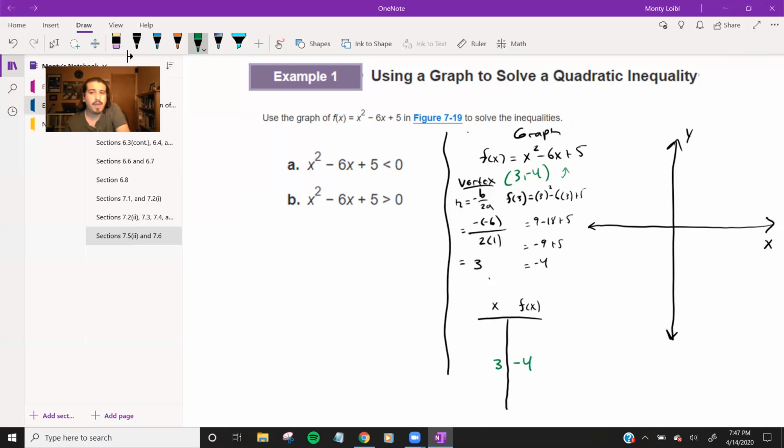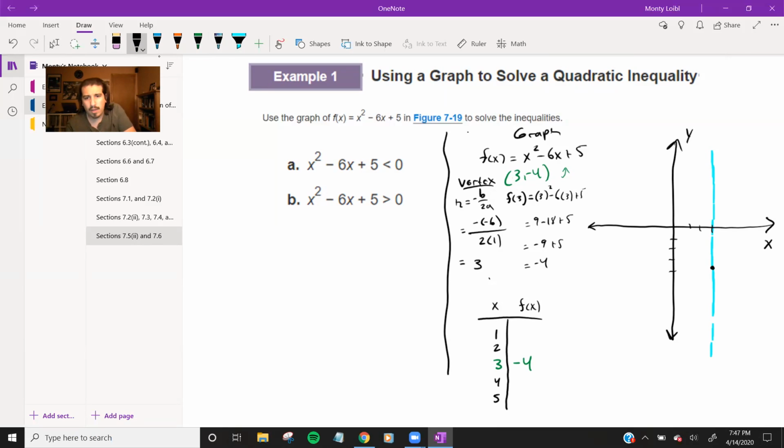Okay, so we already have a point that we need. 3, negative 4: 1, 2, 3, down to negative 4, so we're there. The vertex is super nice because now we only need to find points on one side of this line of symmetry. So again, I'm picking the points symmetrically: 2, 1, 4, and 5.